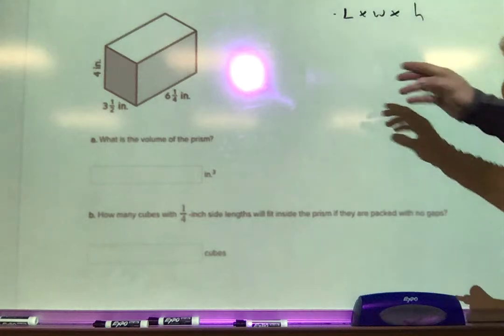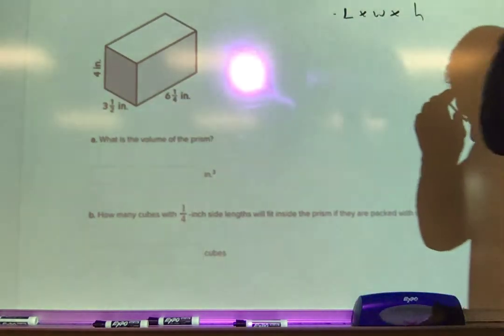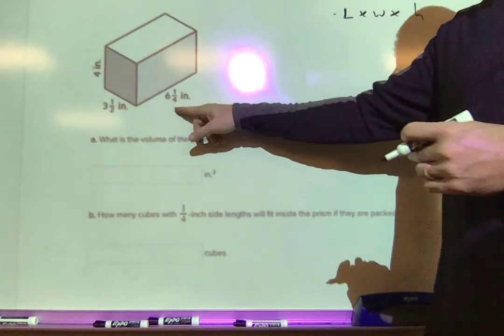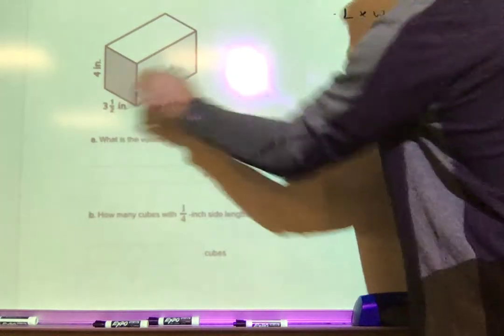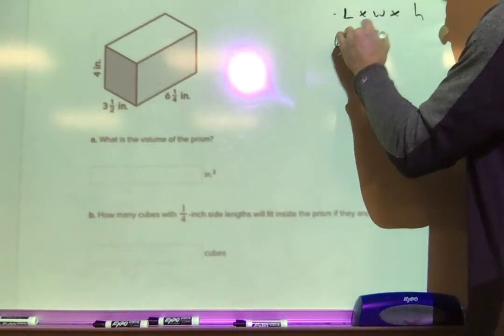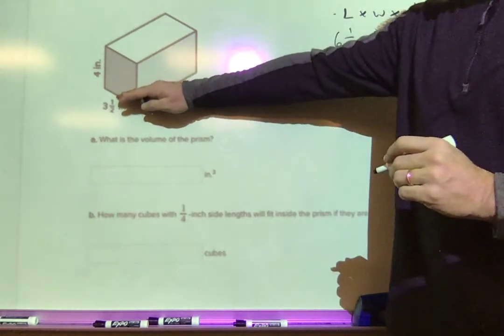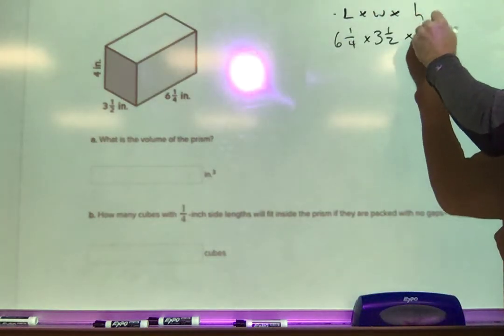Okay, so when I do this, guys, I notice I've got fractions here. Now, I could change them into decimals. Makes it easier to do it on a calculator. There are some calculators that you can do fractions on too, and you have more advanced calculators. But we know the length and the width is 6 1/4 times 3 1/2. That would get us that bottom row, and then I need to take it times 4 to fill it up. And that's how we would find the volume.